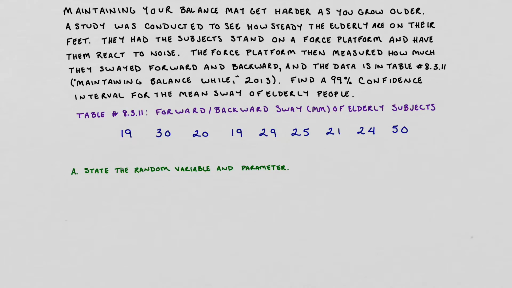So the first thing that we need to do is state the random variable and the parameter. So in this narrative, we are talking about a mean. So for my random variable, I'm going to use x bar, and I'm going to note that this is the mean sway of 9 elderly people or subjects or participants.